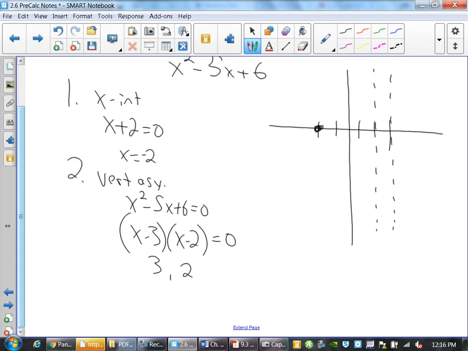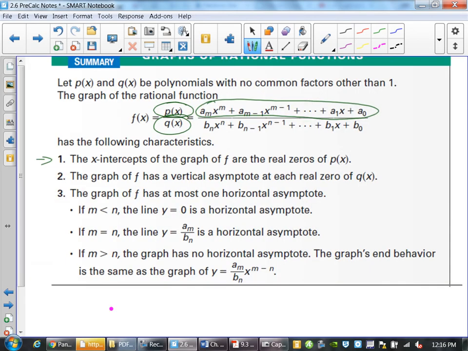And then the last little bit that was on there was talking about the horizontal asymptotes. Horizontal asymptotes are found by working with the degrees. So in our problem, who had the larger degree, the top or the bottom? The bottom. So the top degree was smaller than the bottom degree, so where's my horizontal asymptote? The 0. Okay. You have 3 things to check.